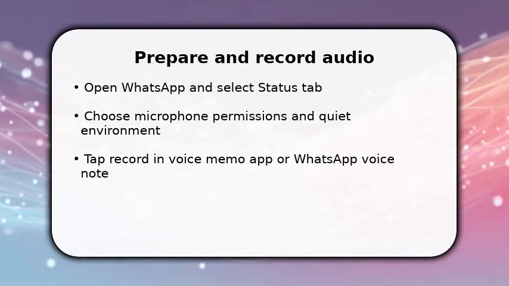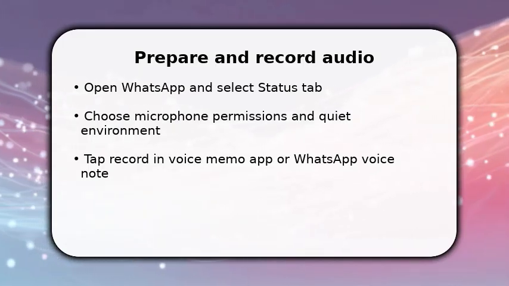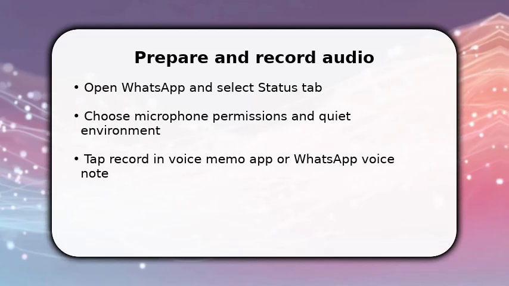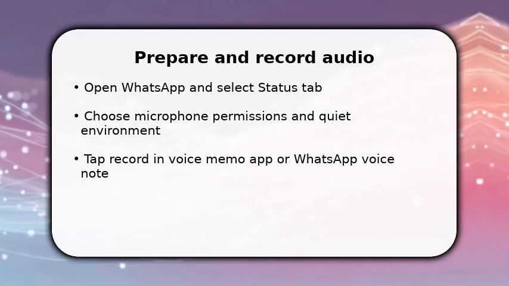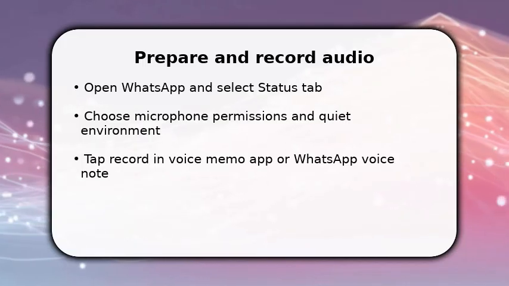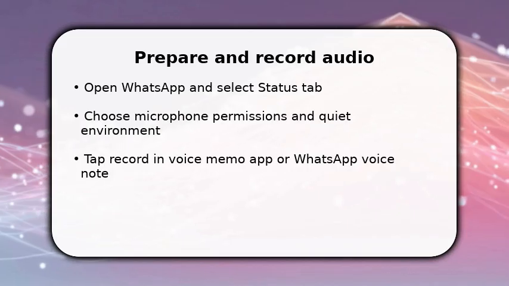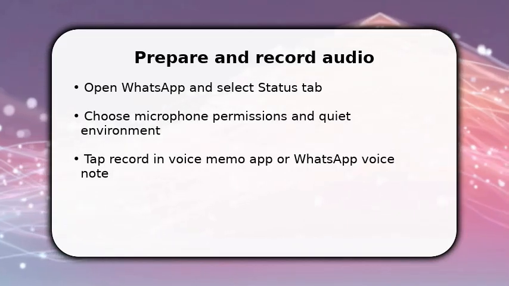You start by preparing a concise audio clip. Pick a quiet spot and enable microphone permissions. Once done, open WhatsApp and go to Status, or use your phone's voice recorder for precision. Make sure the clip is 30-60 seconds to hold attention and save as MP3/M4A if using external apps.